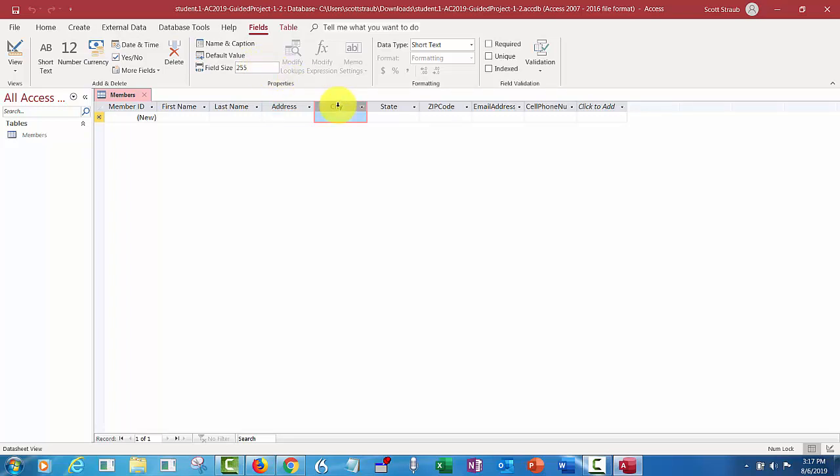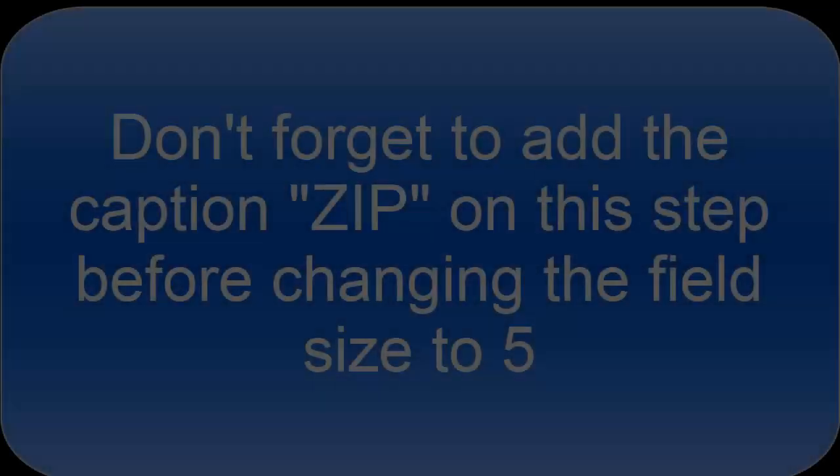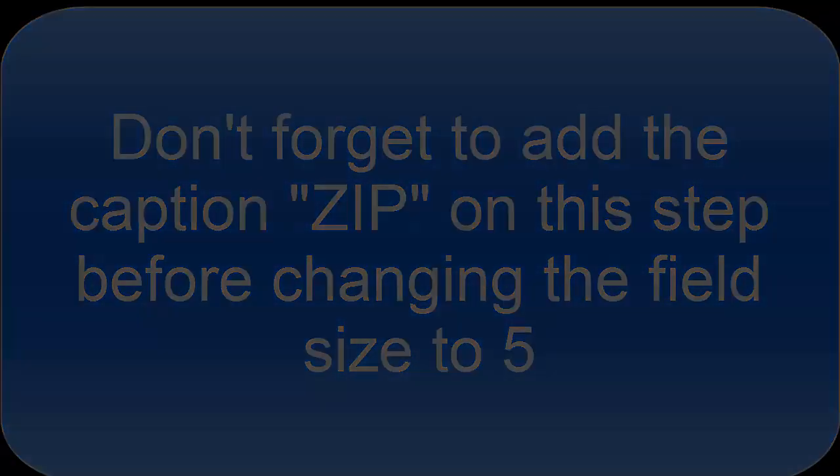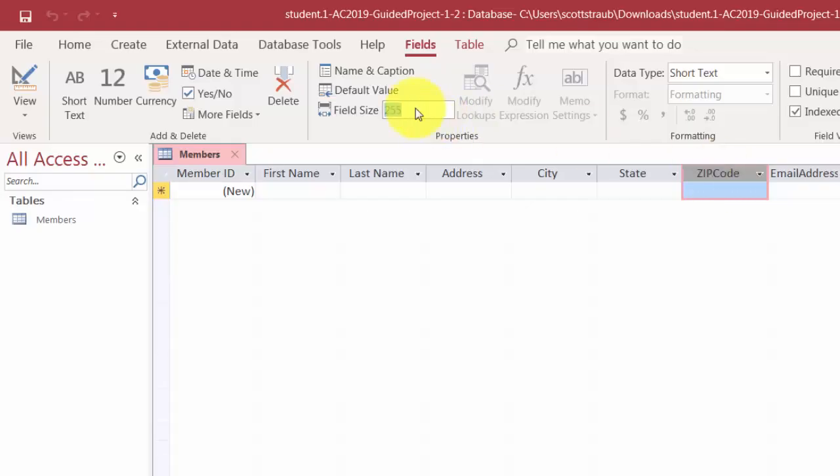Then we'll click on city. Wants us to change that to 25. State to 2, and that makes sense. Zip code to 5.